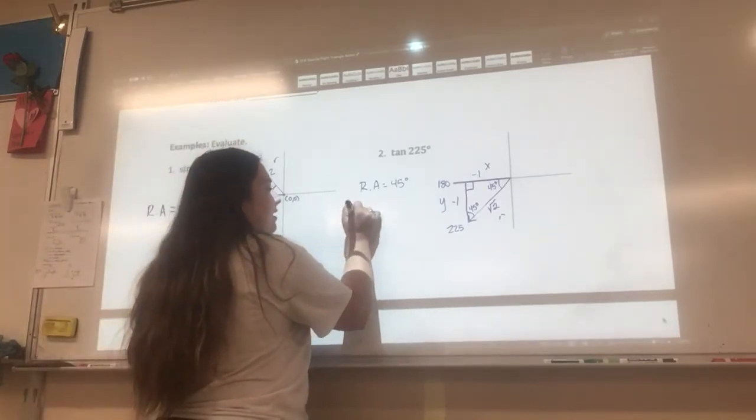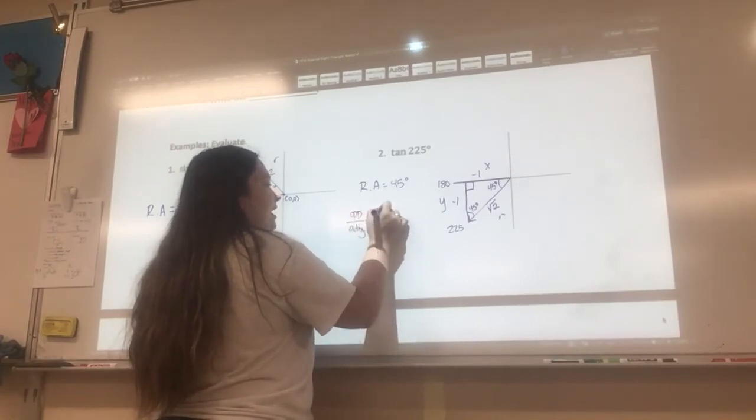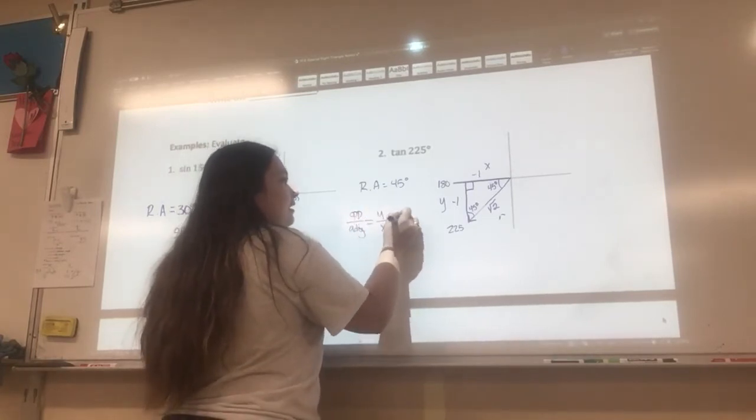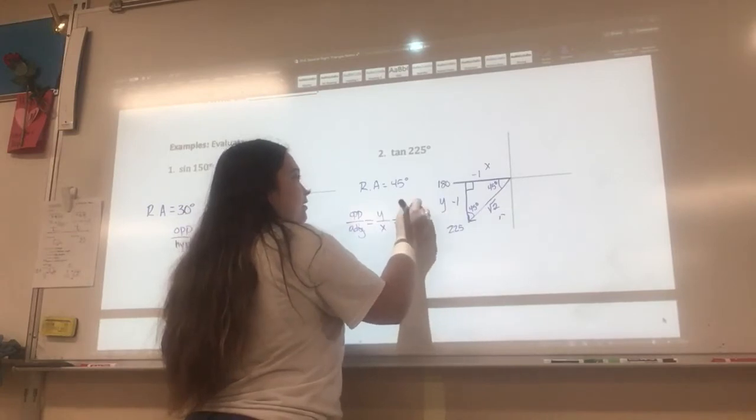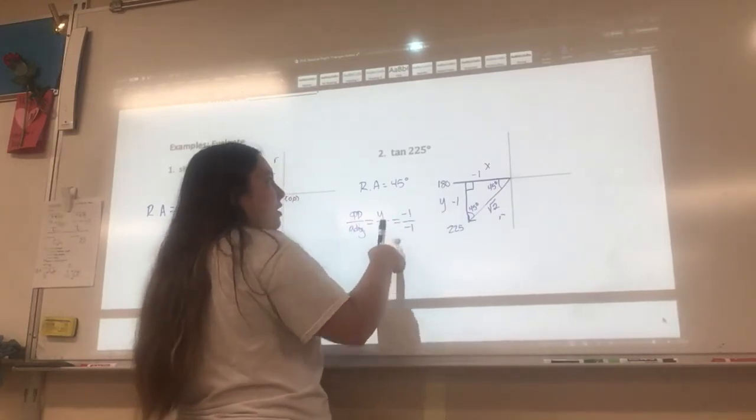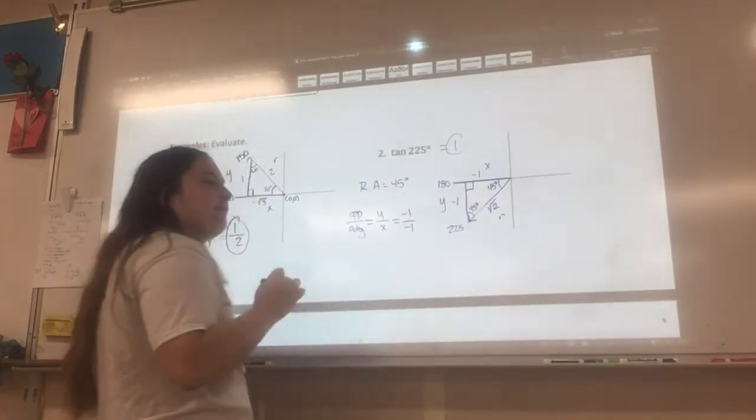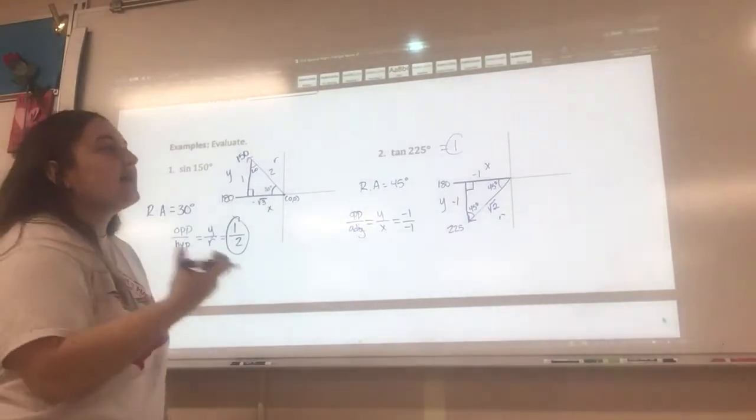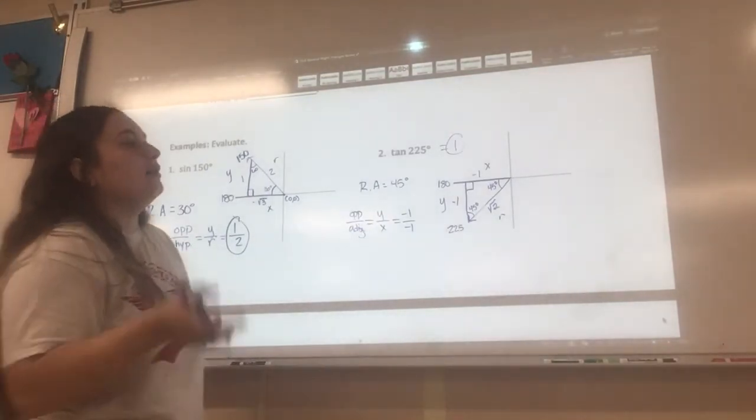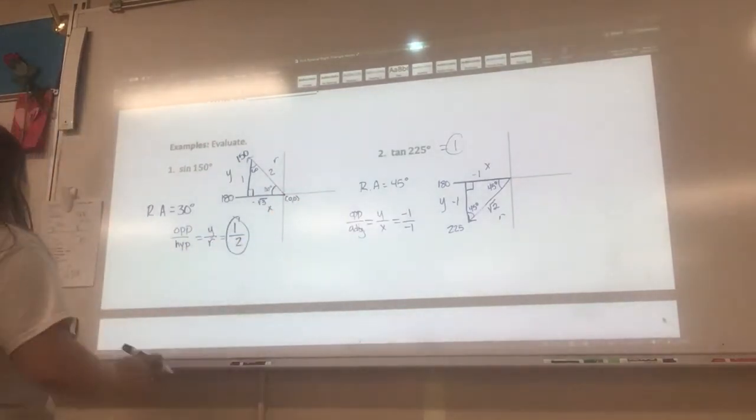Tangent, again, is saying opposite over adjacent, which is the same thing as y over x. So we see our y is negative 1, and our x is negative 1. So negative 1 divided by negative 1, tangent of 225 equals 1. I know it's a lot of process just to get to an answer of 1, but this is so important. Please get this stuff down.